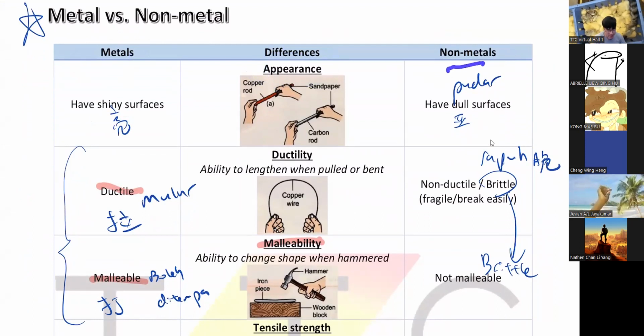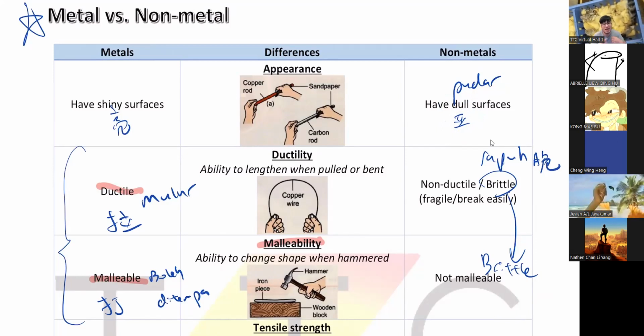And non-metals, they are not so bling bling, so they are dull, okay? In Mandarin, it's called 哑光. So it's not shiny lah, okay? You have matte metals. Matte metal is when they oxidize, okay? Metals are always for sure shiny. If it's dull, if it's matte, then it is oxidized.